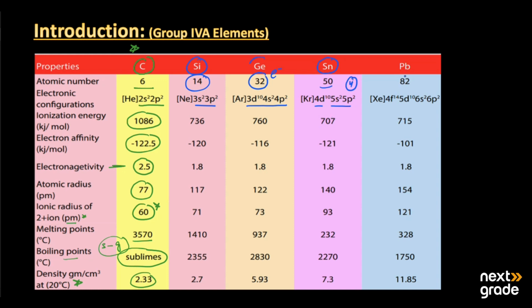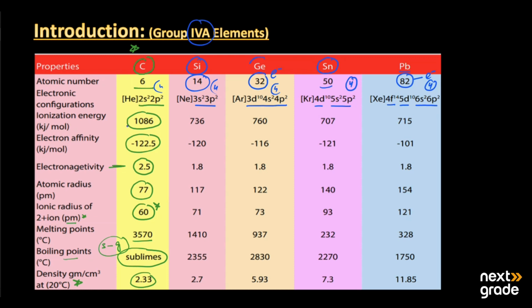Then we have lead. Its atomic number is 82, so 82 electrons are present, and the valence shell is 4f14 5d10 6s2 6p2. Again, 4 electrons in the valence shell. All of them have 4 electrons in their valence shell, so that's why the group number is 4.